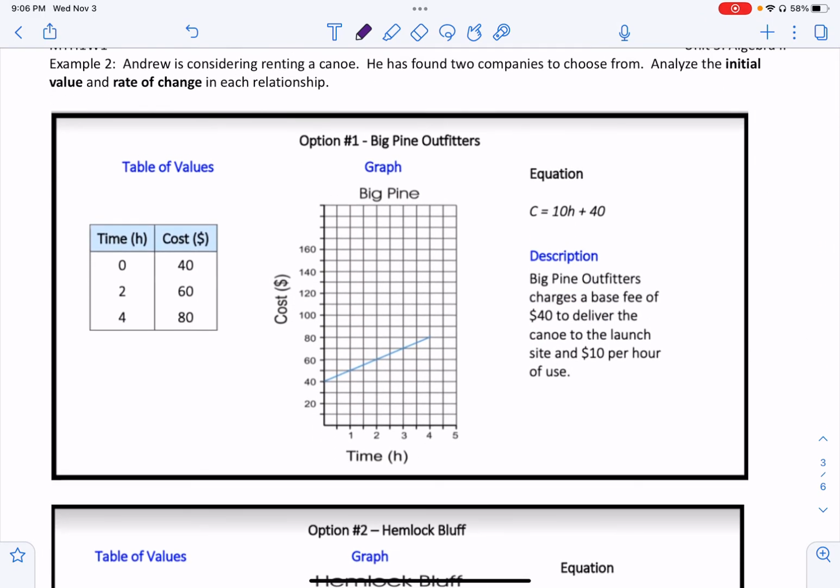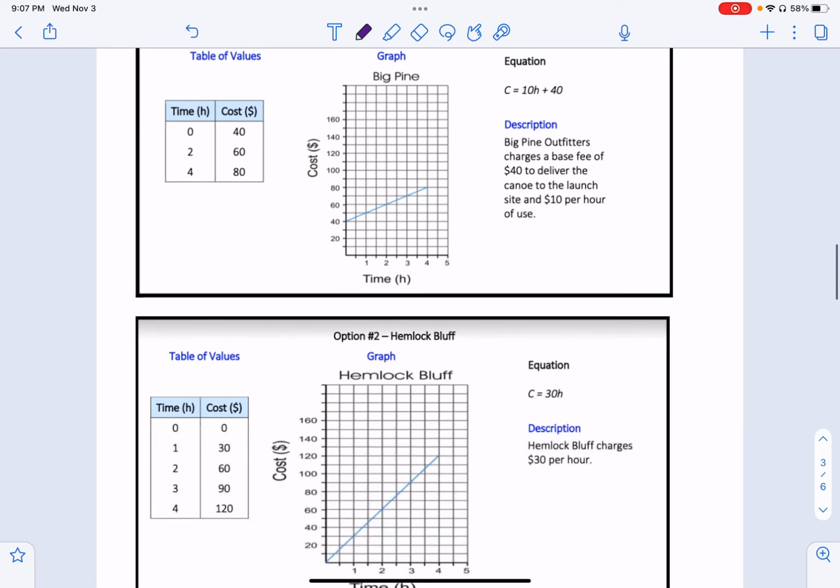So for this example, Andrew is considering renting a canoe. He's found two companies to choose from, and we want to analyze the initial value and the rate of change of each relationship here. So let's look at our initial value and our rate of change for both of these. So the first one here is Big Pine. We have a lovely table of values as well as a graph and an equation and a description. So this is great because we have the whole picture.